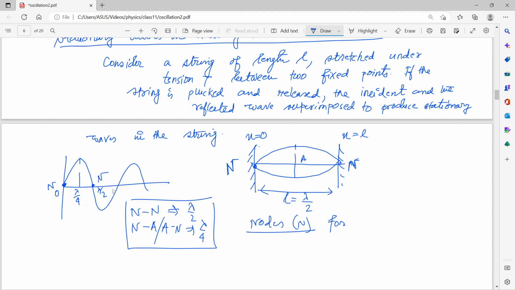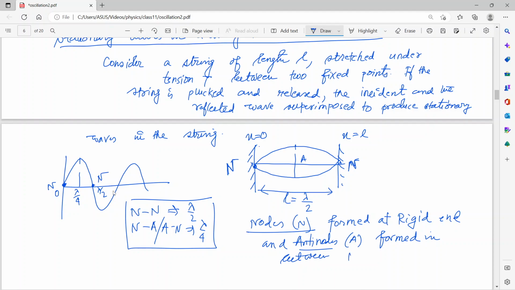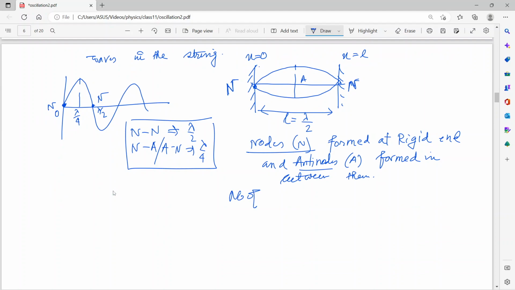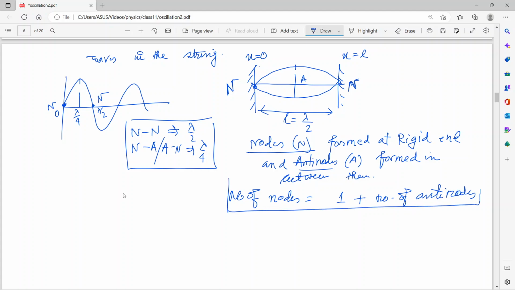Nodes are formed at the rigid ends, and antinodes are formed in between them, right? And generally the number of nodes is equal to 1 plus the number of antinodes.